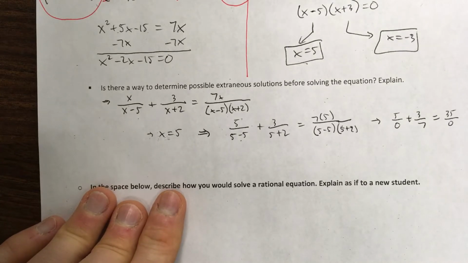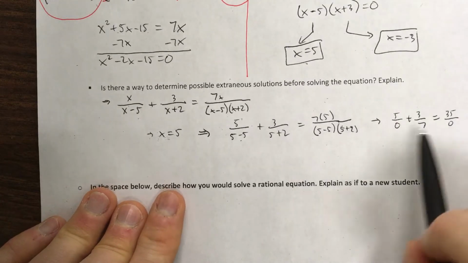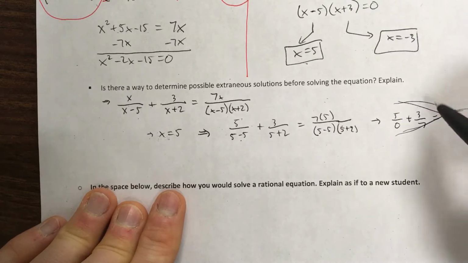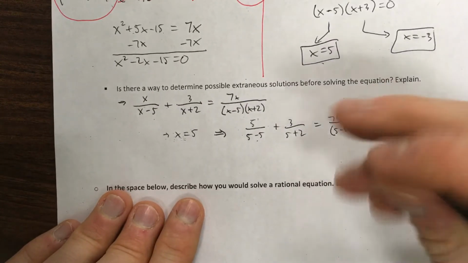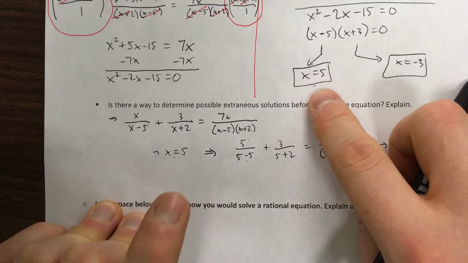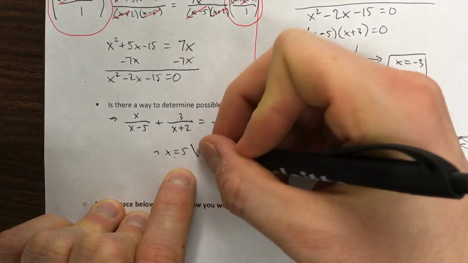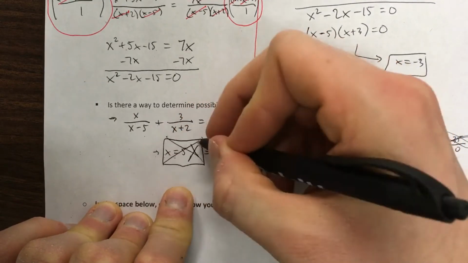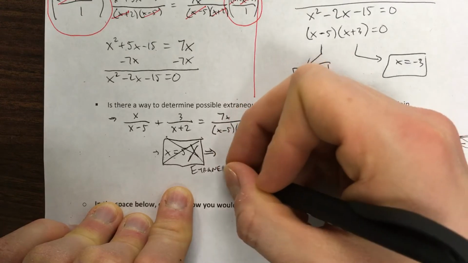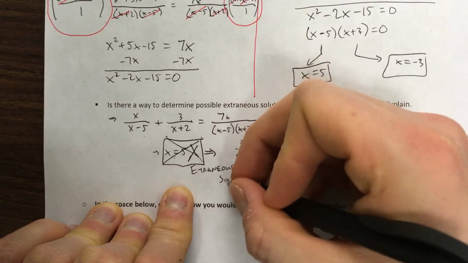And we have an issue. Here we have 0 in our denominator. We're dividing by 0. That can't happen. So what's happening here, x equals 5, it seems like it's a solution. We solved for x equals 5. It seems like a solution. It's actually not. This is what we call an extraneous solution.